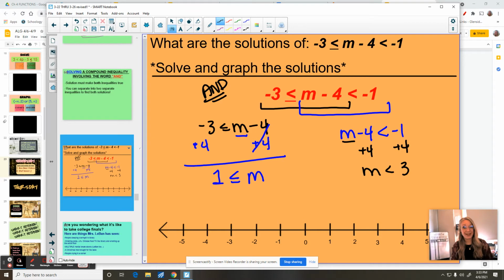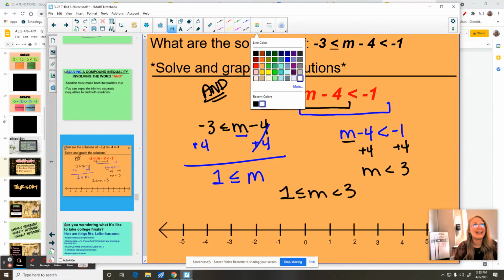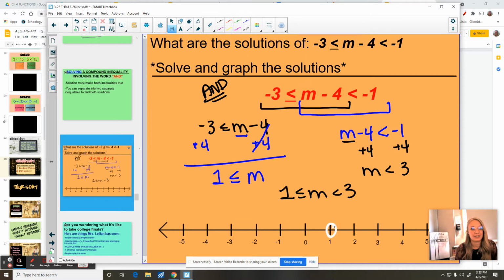Now we just need to combine it into a single inequality. So I've got 1 is less than or equal to m, and then m is less than 3. That's it. You did it. And then you just need to make sure that you're watching your signs here, or your circles. So because this is less than or equal to, it'll be a closed circle. This is just less than, it'll be open, and then you shade in the middle.